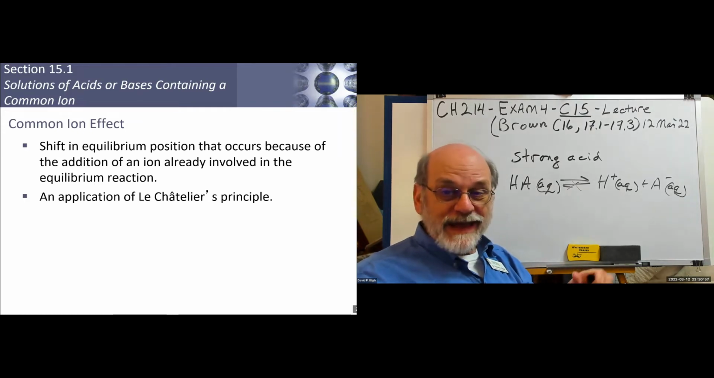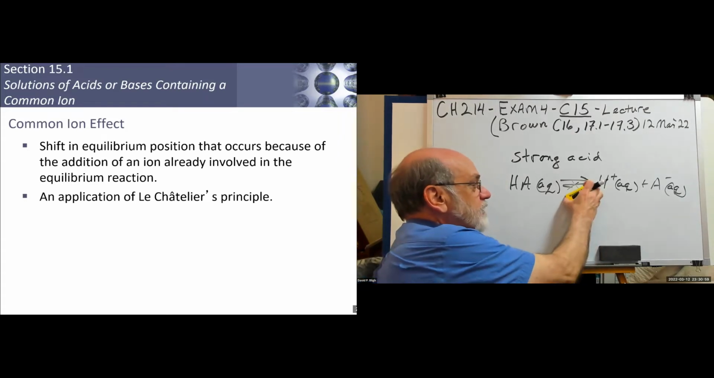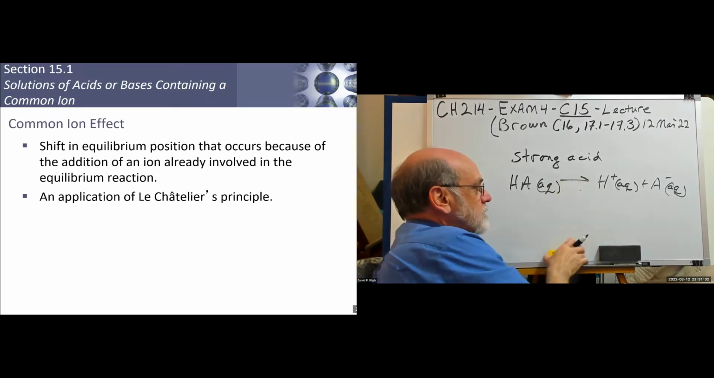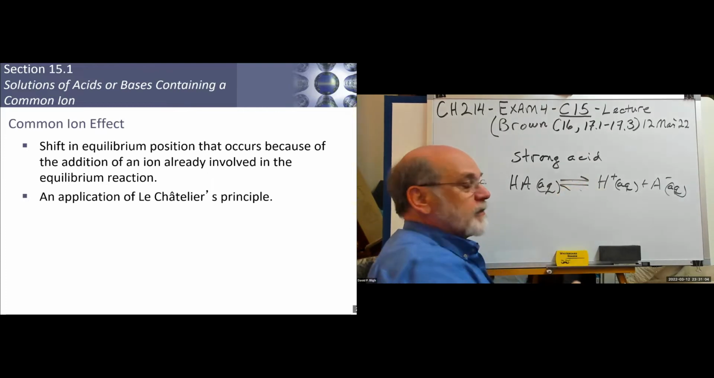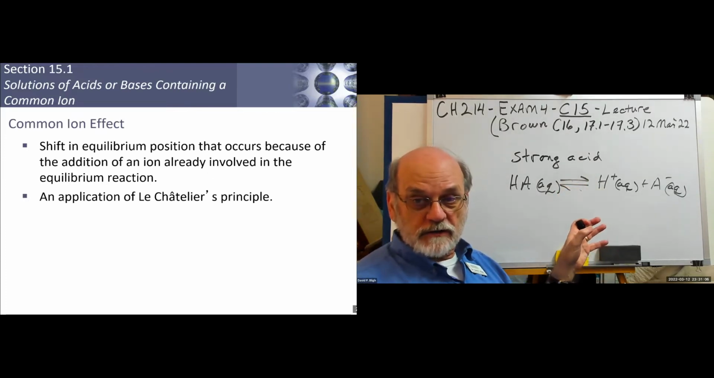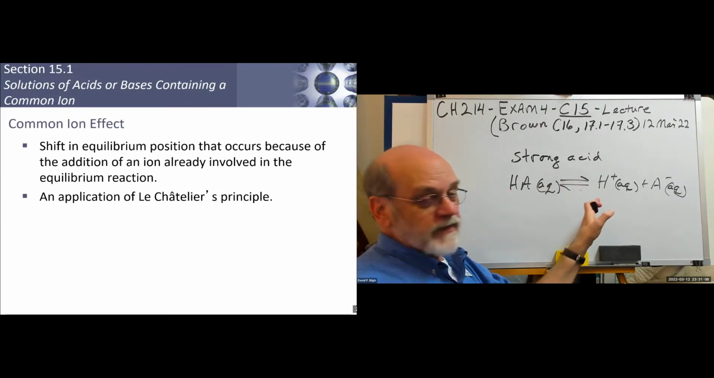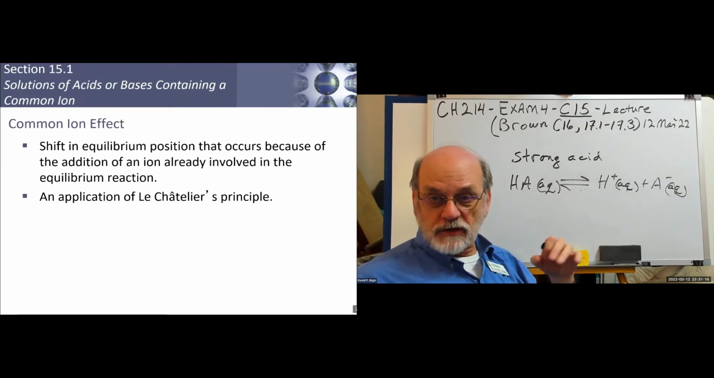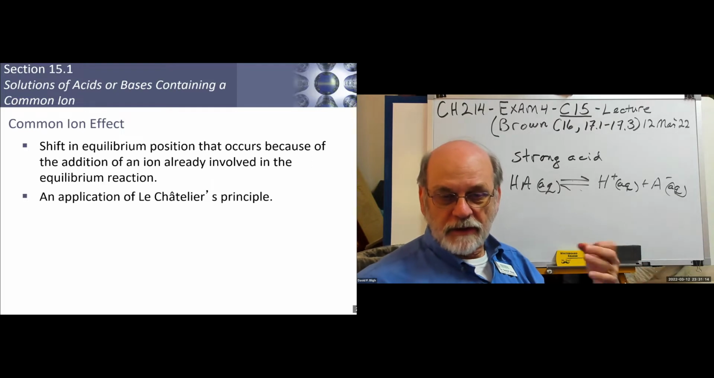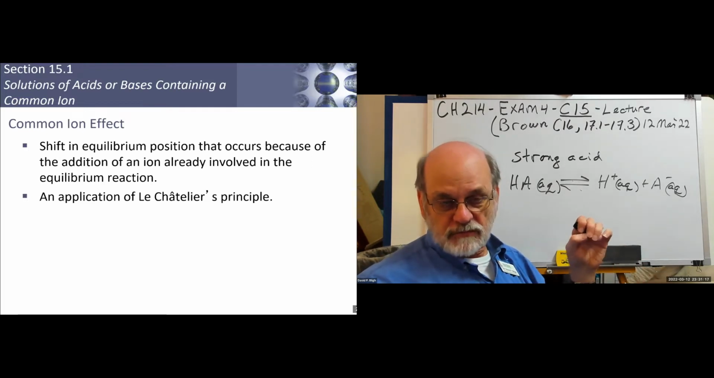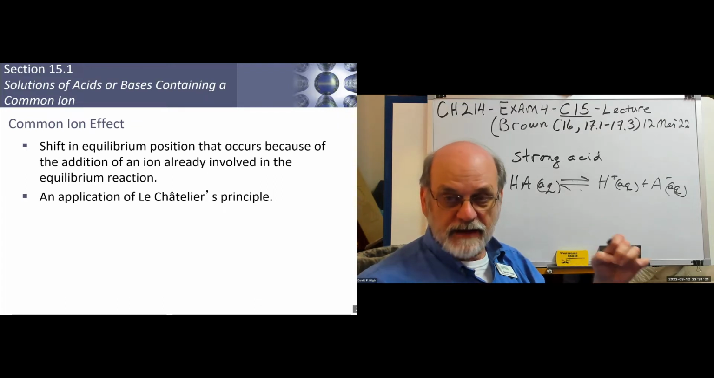If you have a weak acid, then the reverse will come into play, and you have an equilibrium situation. So you'll have some of this and some of that, and you need to do the equilibrium solution for that problem, usually involving the ICE table.